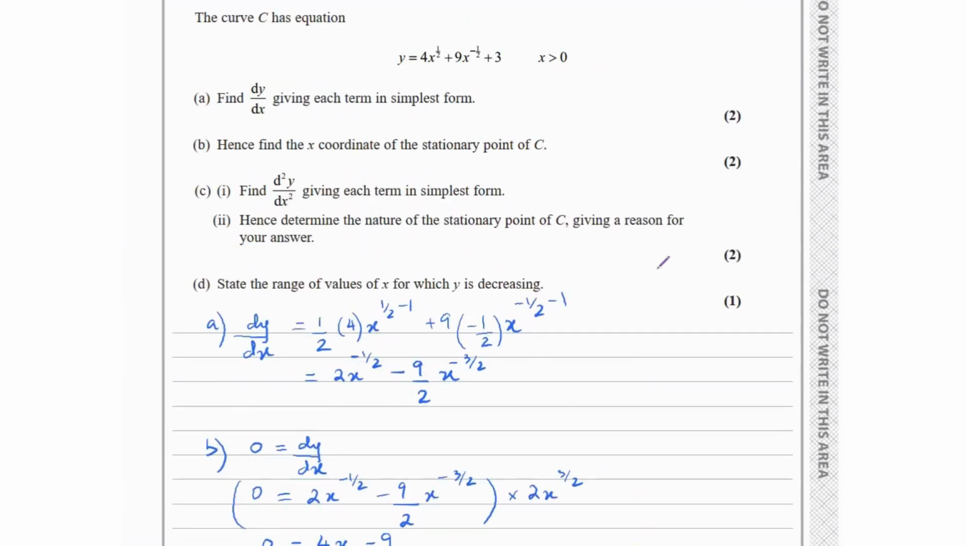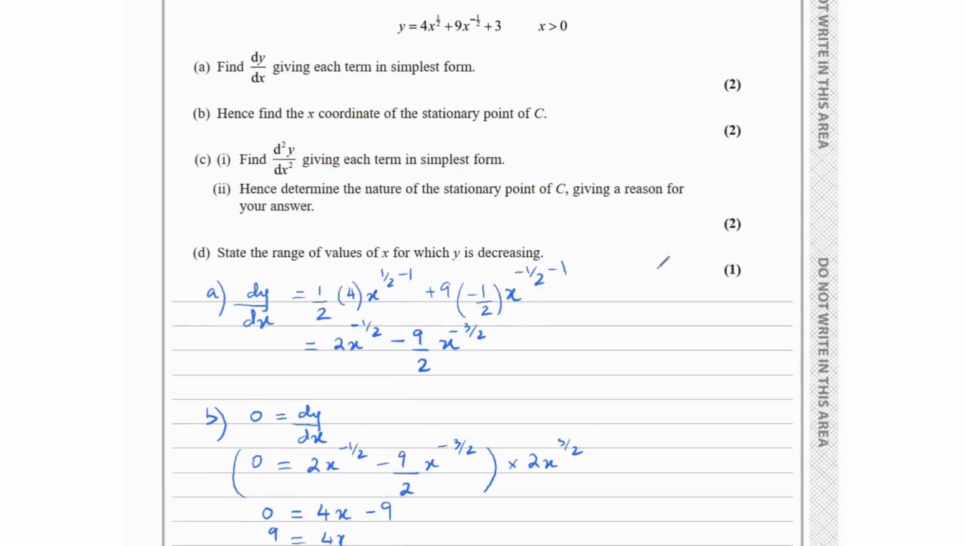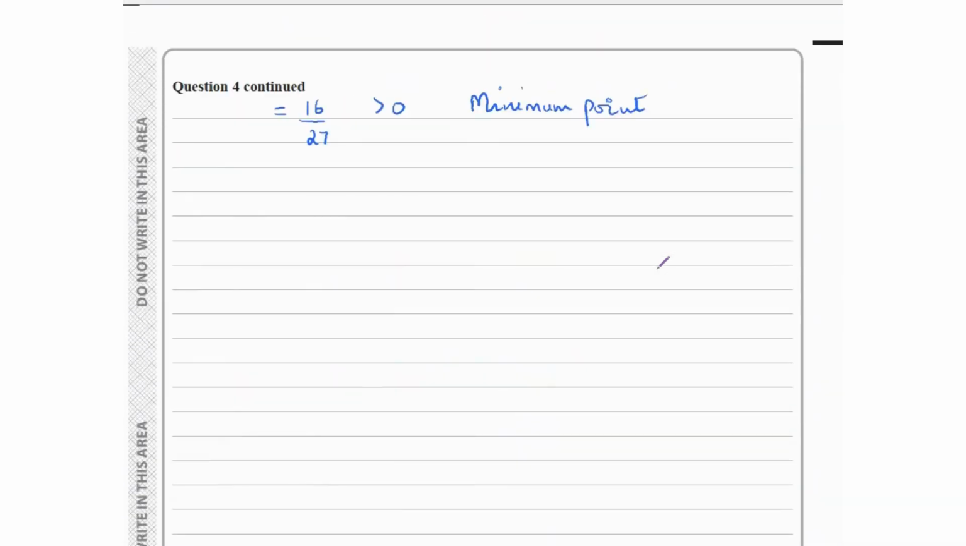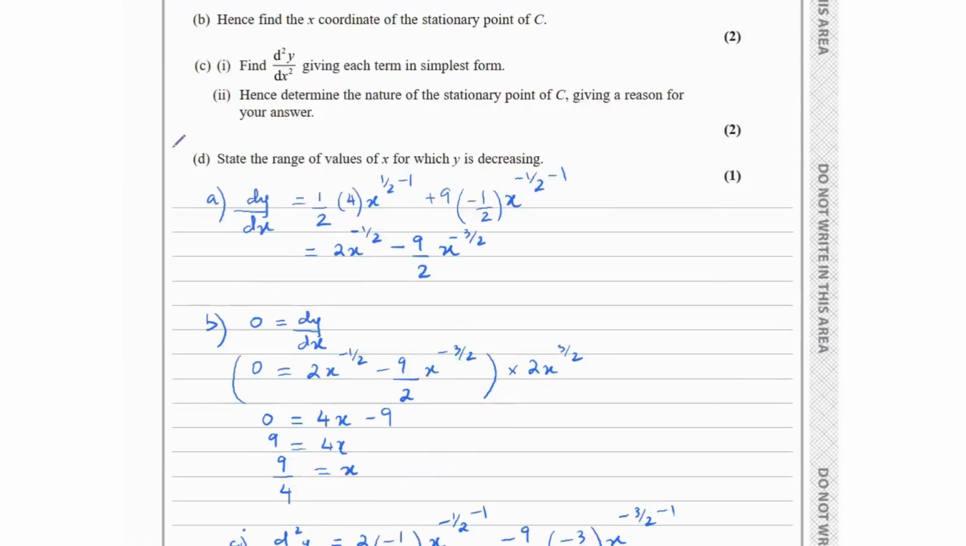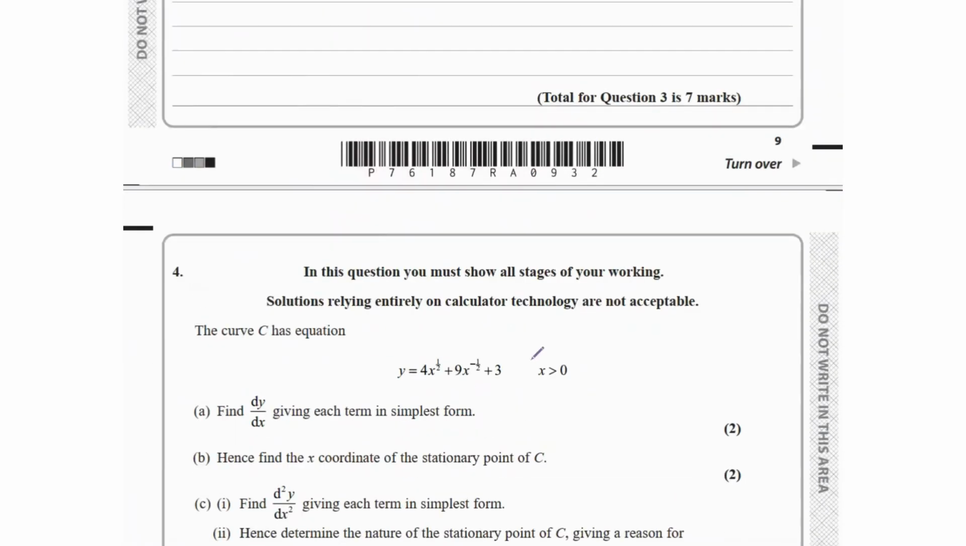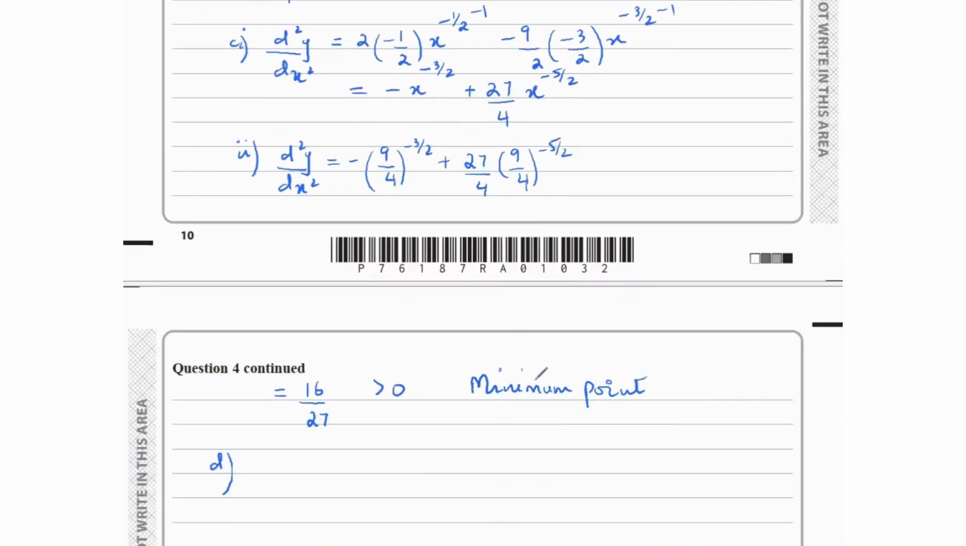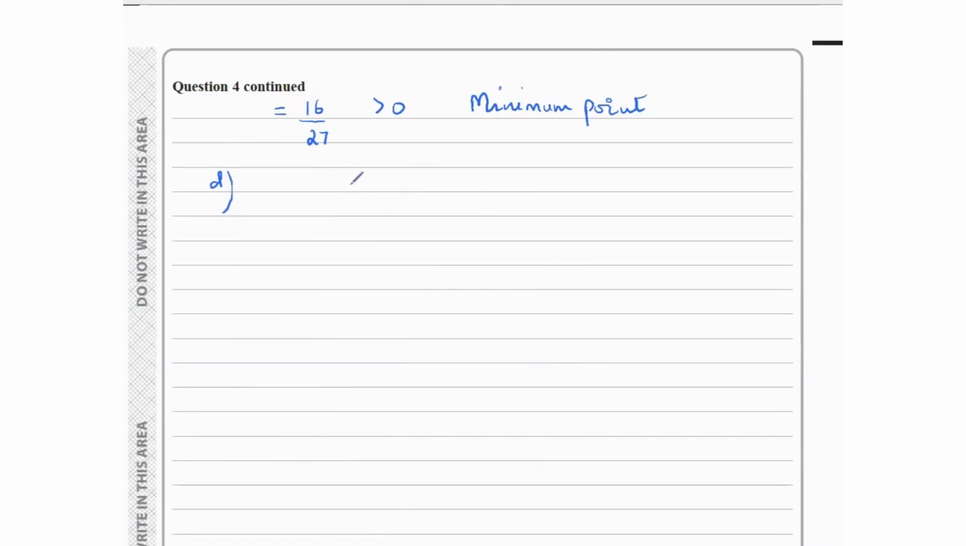Then state the range of values of x for which y is decreasing. So for that, we already know that 9 over 4 is a stationary point, okay? So if we go to the equation, it has also mentioned that x is supposed to be greater than 0. So keeping that in mind, your range of values for x is going to be less than 9 over 4, but greater than 0.